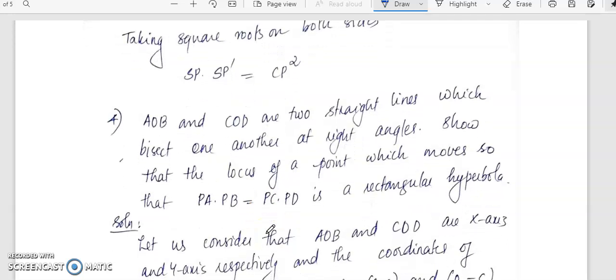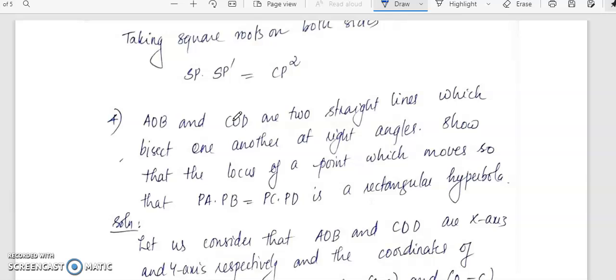So let us take the points A and B. Let us take the point O to be the origin. Then take two lines intersecting perpendicularly at the origin. So they can be the lines on your x-axis and y-axis. So take them as the x-axis and y-axis.